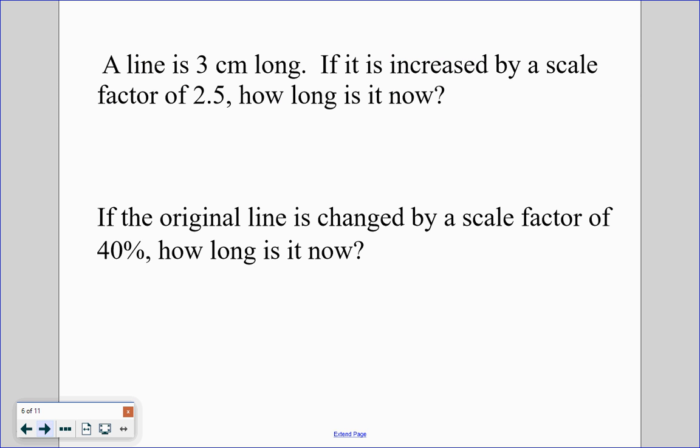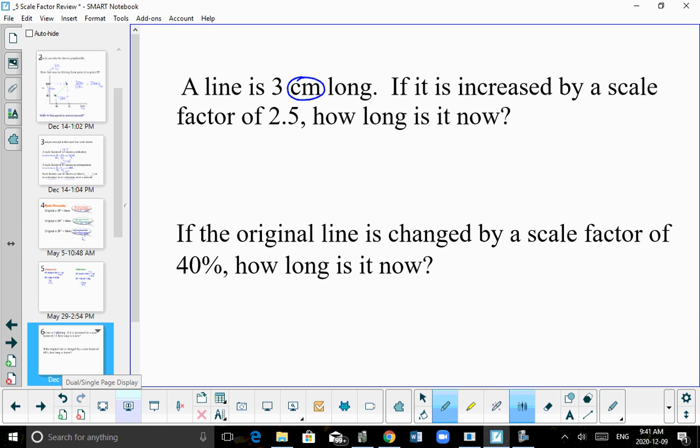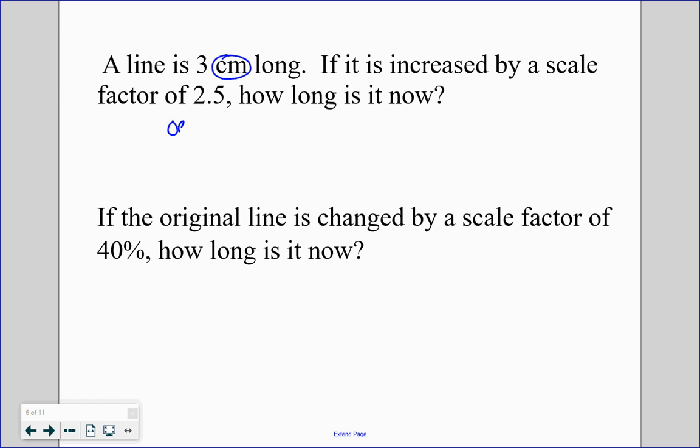So let's just go through now and do a bunch of examples using those 3 basic formulas and see where we're at. So it says a line is 3 centimeters long. If it is increased by a scale factor of 2.5, how long is it now? So notice it's going centimeters. So what we have here is original times plain old scale factor gives me new. So we go 3 times 2.5 equals, so my new line will be 7.5 centimeters long. Okay, so centimeters to centimeters is just plain old scale factor.